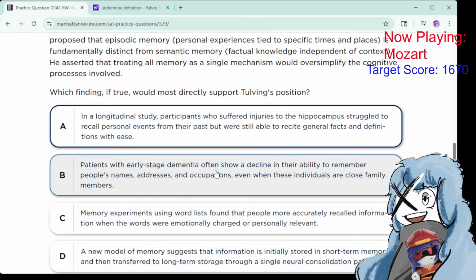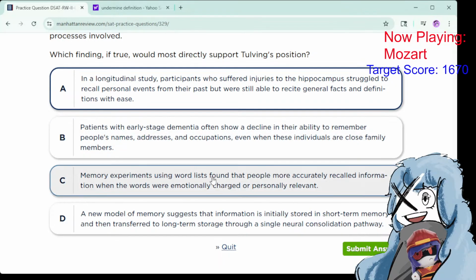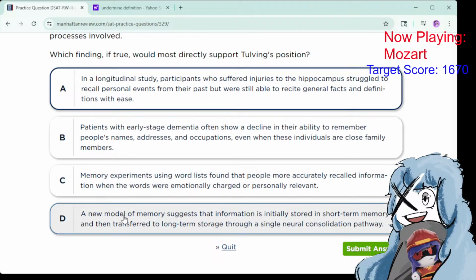Patients with early stage dementia often show decline in their ability to remember people's names, addresses, expression, even when those lose memory. Memory experiments using word lists found that people more accurately recall information when the words are emotionally charged. New model memory suggests that information initially stored in short-term memory and then translated to long-term memory.